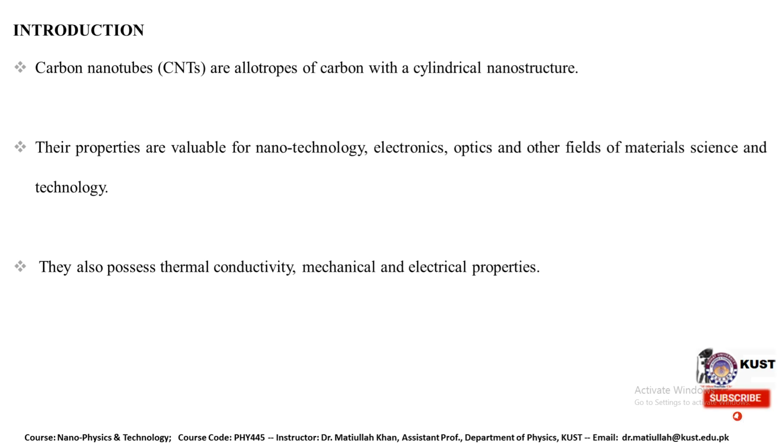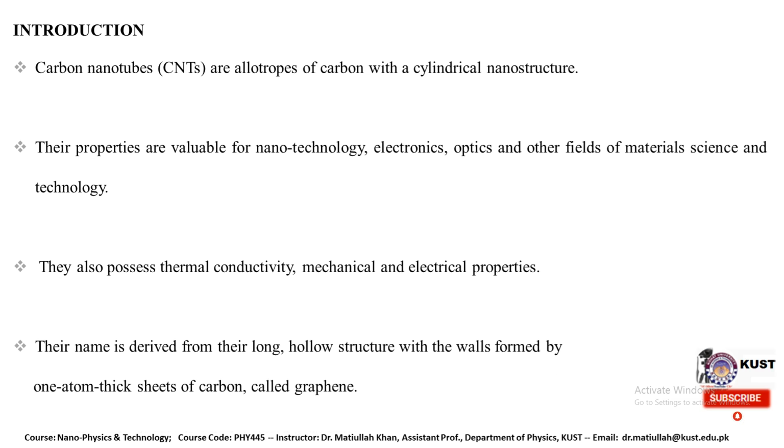So we are going to introduce carbon nanotubes, which are formed from carbon. They are allotropes of carbon with a cylindrical nanostructure and a unique nanostructure. Their properties are valuable for nanotechnology, electronics, optics, and other fields of materials science and technology, and they carry extraordinary properties. They also possess thermal conductivity, and mechanical and electrical properties, and their name is derived from their long hollow structure with walls formed by one-atom-thick sheets of carbon called graphene.